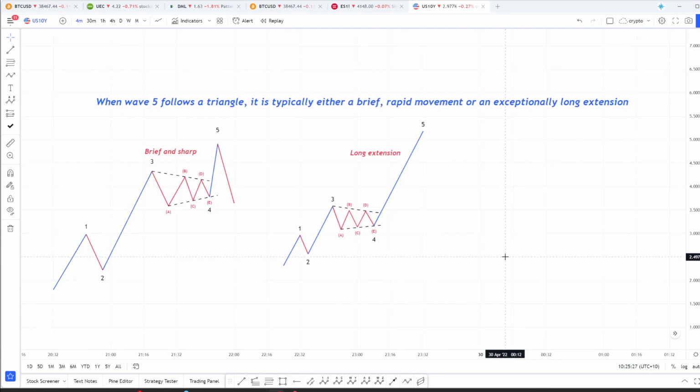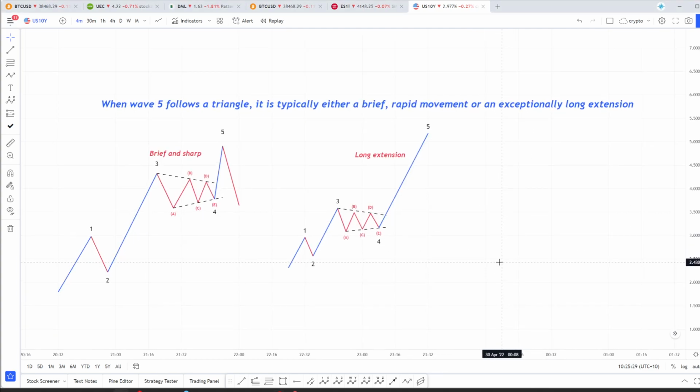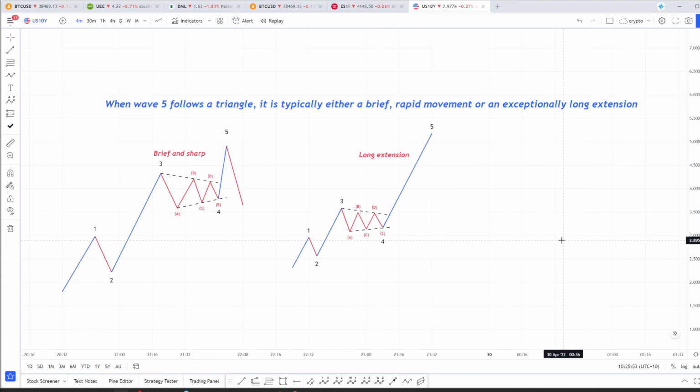Now the second note here is that when wave 5 follows a triangle, it is typically either a brief rapid movement or an exceptionally long extension. So we see this isn't just about barrier triangles, it's pretty much for all triangles: when we see a triangle, we expect wave 5 to be quite sharp and quick, and then run out of gas pretty quickly, or failing that, we'll get a very long extended fifth wave. It's almost along the lines of guidelines rather than rules, but we'll get to guidelines in future videos.